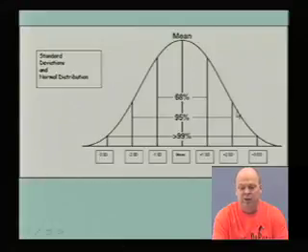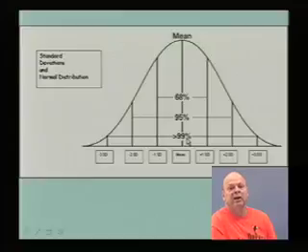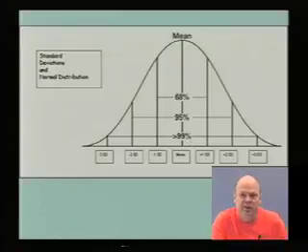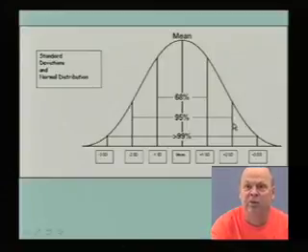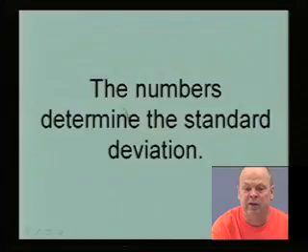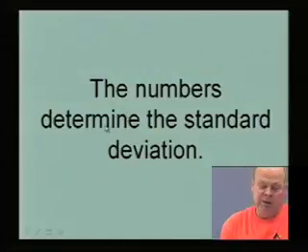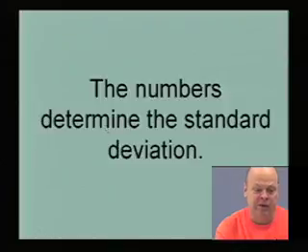And then, of course, the 3 standard deviations from the mean go quite a bit in that direction. That's almost all of the data. It says 99% here, but it's actually 99.7% of the data is within 3 standard deviations of the mean. When you talk about outliers, your outliers generally will be outside of 2 standard deviations in any direction. Okay, again, your numbers determine the standard deviation.